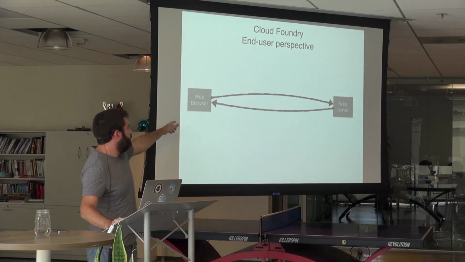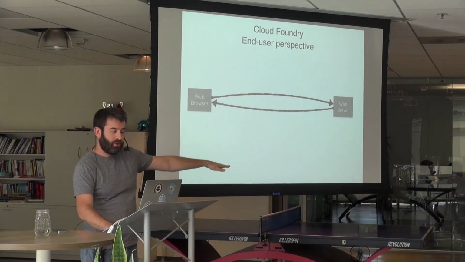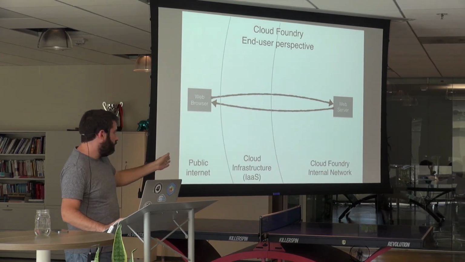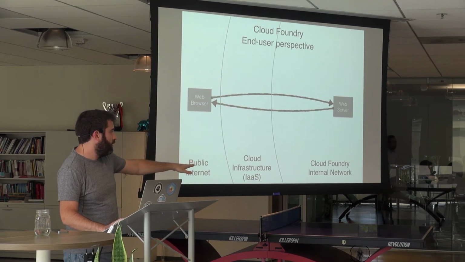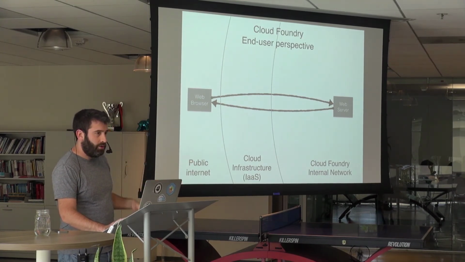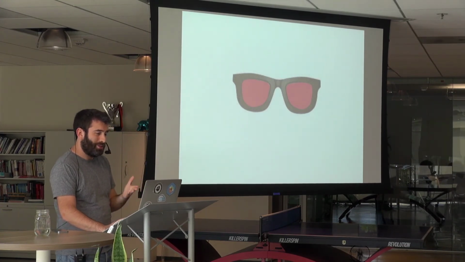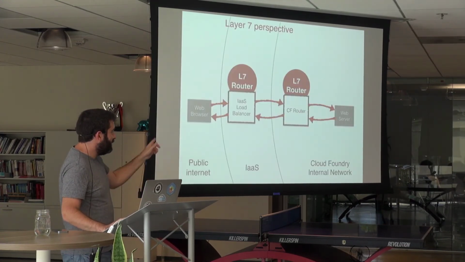The end user sees this web browser connecting to a web server, and they don't realize what's going on underneath the hood. There's a couple layers of networks. There's an infrastructure network. There's an internal network for CloudFoundry. Let's look at this with layer 7 tinted glasses, like what's going on under the hood. We see there's actually 2 devices.